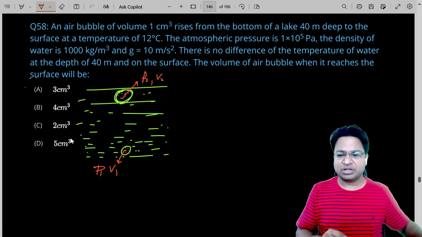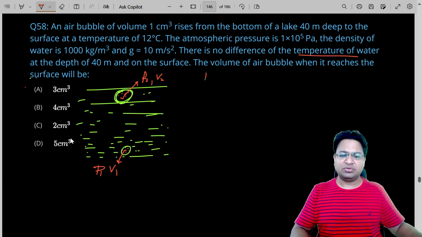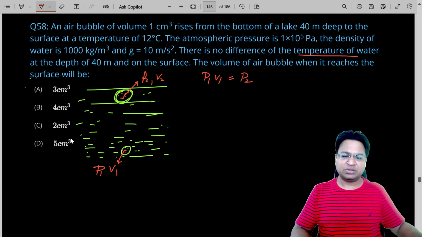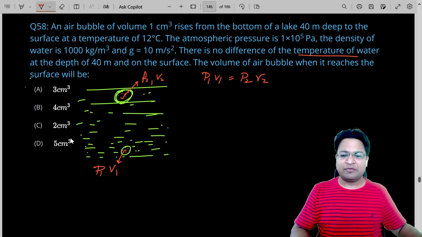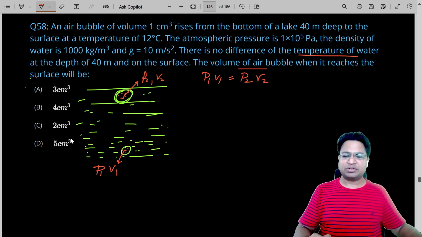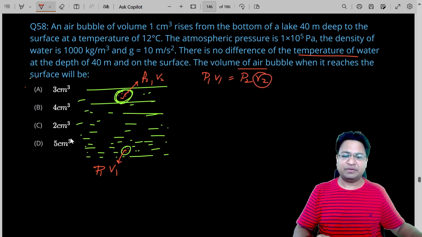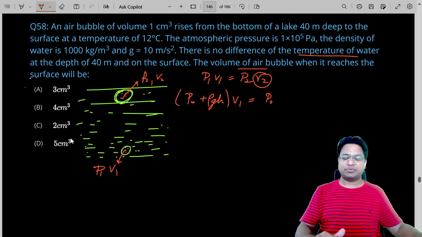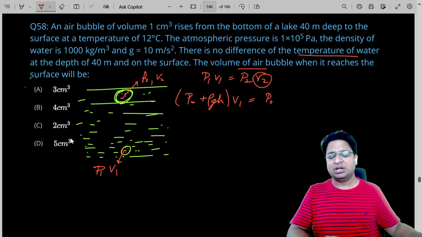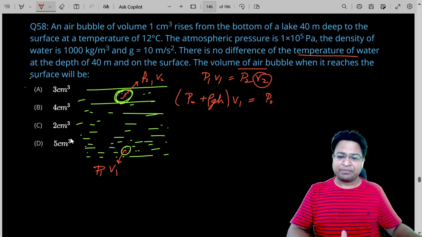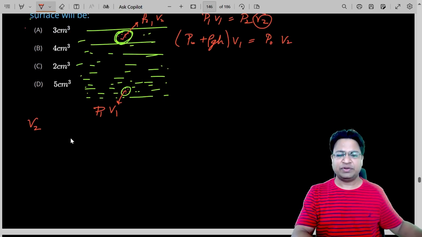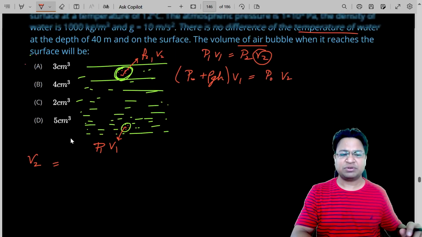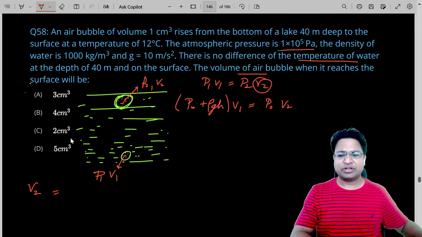So because the temperature is same everywhere, we can use P1 V1 is equal to P2 V2. That should give us the volume of the air bubble on the surface. So we are seeking V2. Okay, so how much is P1? P1 would become the atmospheric pressure plus rho gh, into V1, and then P2 will simply become the atmospheric pressure because the bubble has risen to the surface of the lake. Okay, so that's how we are going to find V2. So here I'm finishing the calculation. So V2 is equal to P naught. Now P naught is the atmospheric pressure which is given to be 10 raised to power 5 pascals.